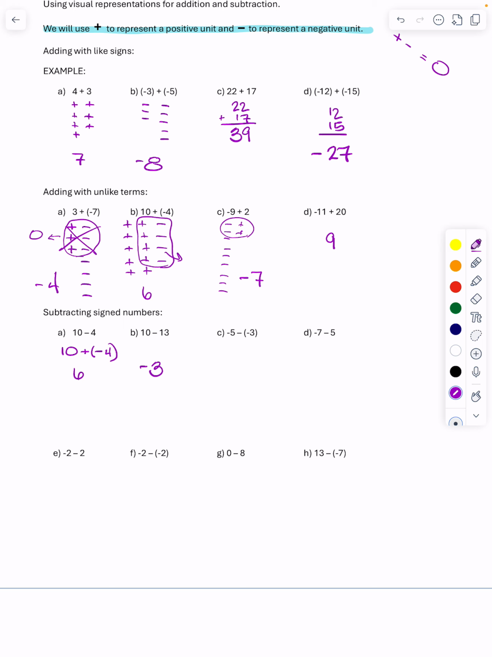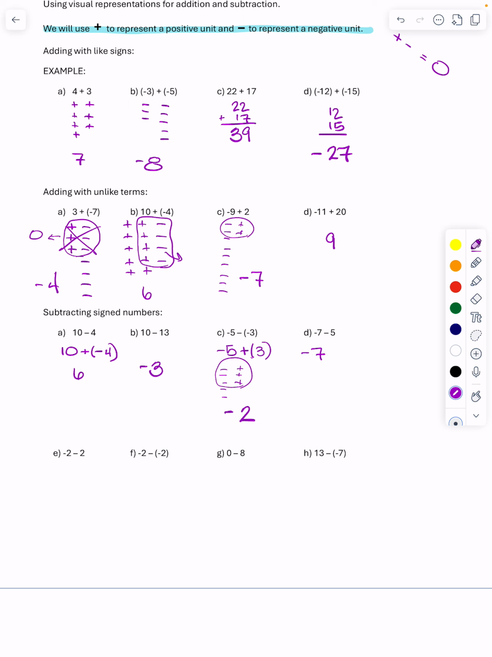C is where it gets a little funky for us. Depending on what kind of calculator you're using, it may not like the minus minus. So subtracting a number here is the same as adding the opposite. The opposite of -3 is +3. And again, I can even go back to my picture now. I've got 5 negatives. I've got 3 positives. These cancel each other out. That's why we take the difference. We get -2.